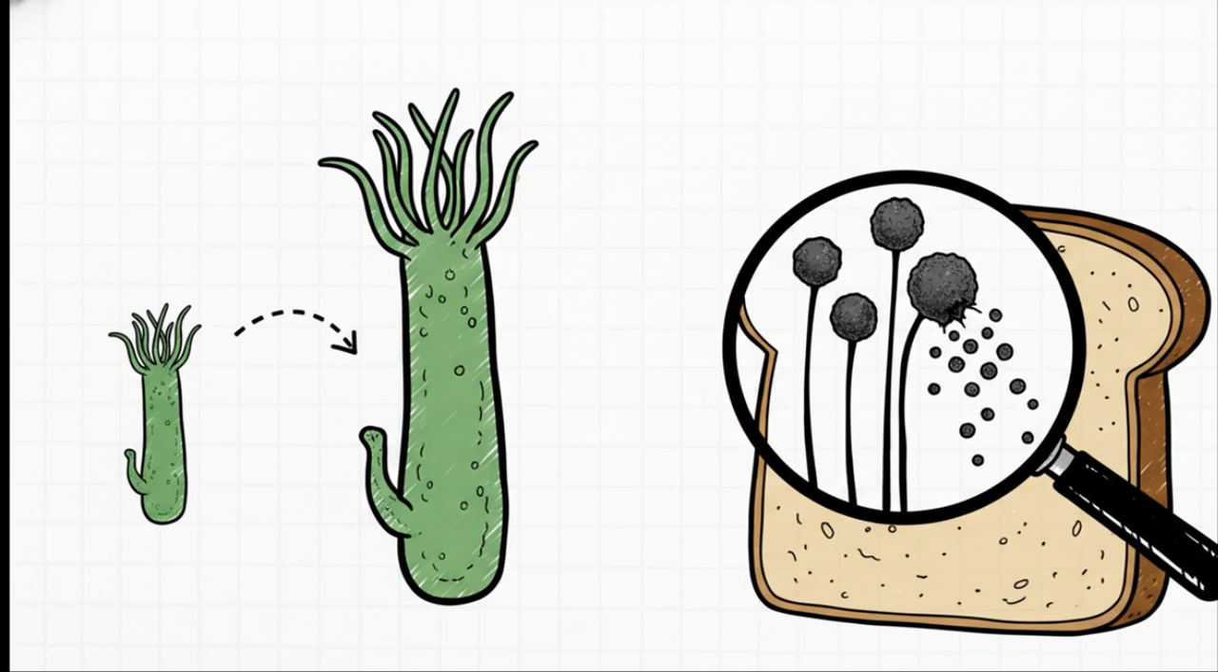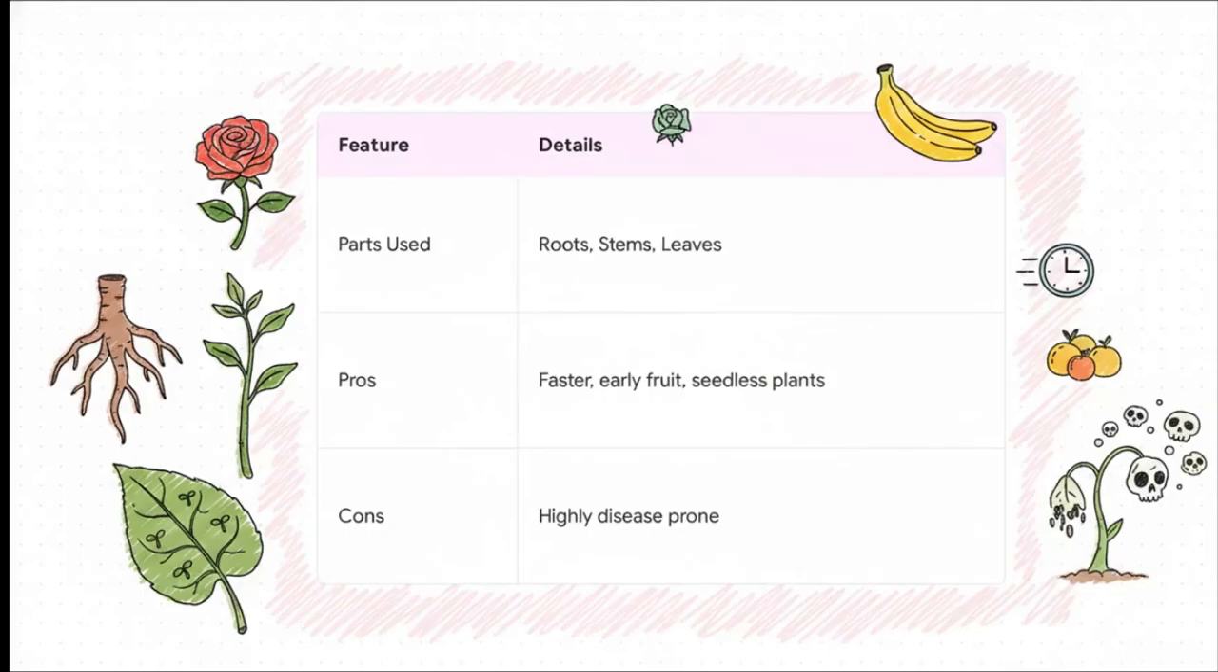Think of that gross black mold on old bread, rhizopus. It drops spores with thick, armor-like walls that can survive super harsh conditions. They just wait to land on something moist, and boom, they start growing. The final solo trick is vegetative propagation. This is a literal gardening cheat code and another frequent exam question. Plants use roots, stems, or leaves, like bryophyllum growing tiny babies right on its leaf margins.